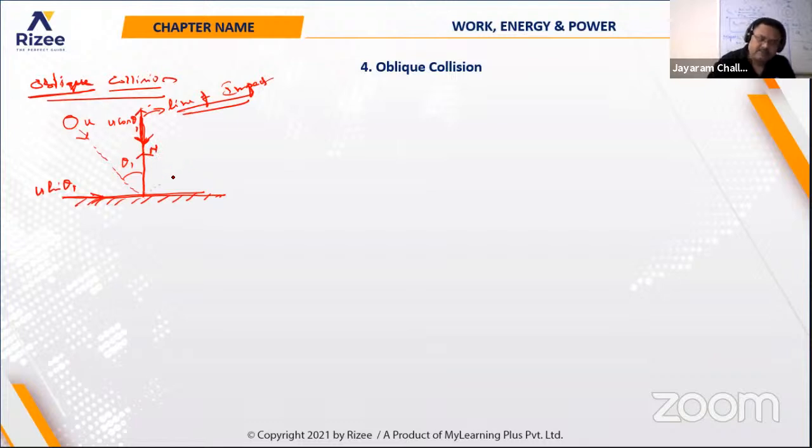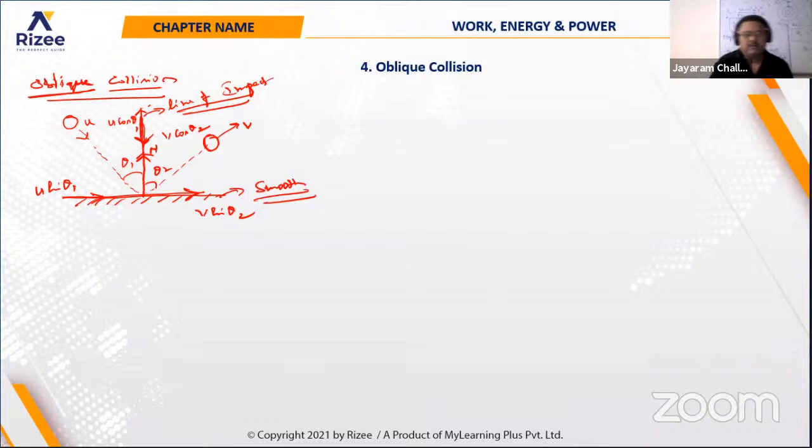After colliding with the surface, suppose the ball is moving with some velocity v, making some angle theta 2. Then in this direction you will have v sine theta 2, and in the opposite direction you will have v cos theta 2 in the upward direction. I'm strictly considering the surface to be a smooth surface here. Fine. So now there can be different situations.